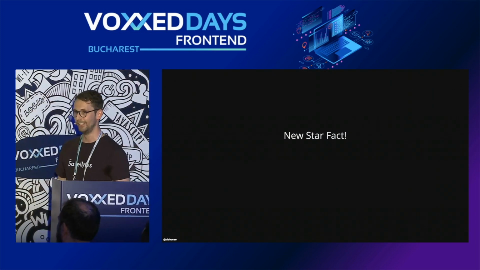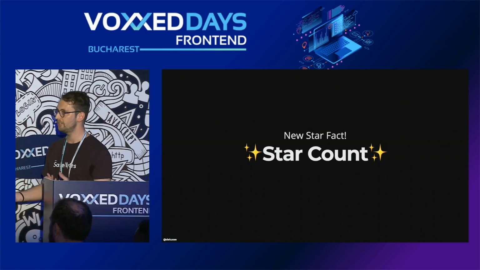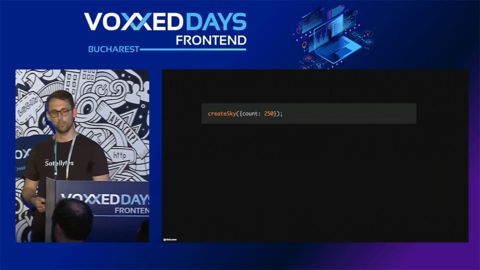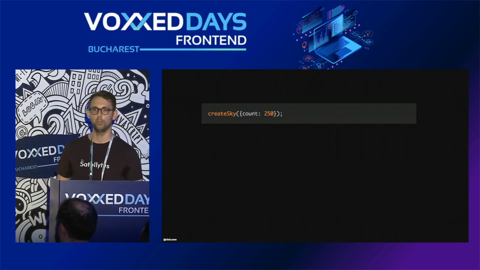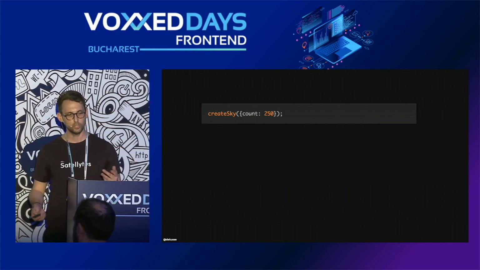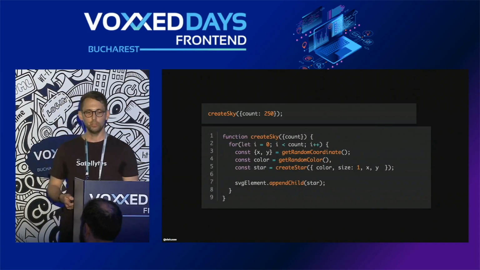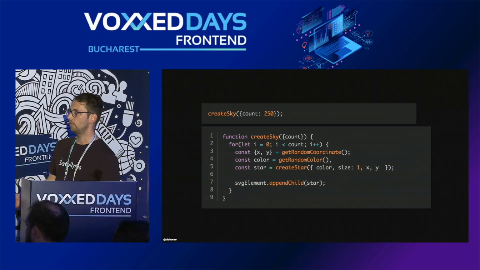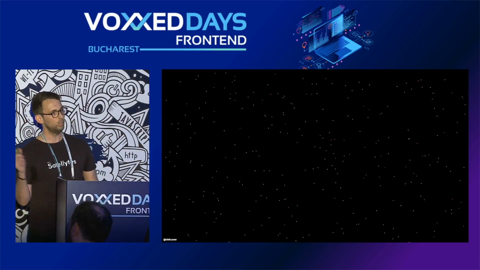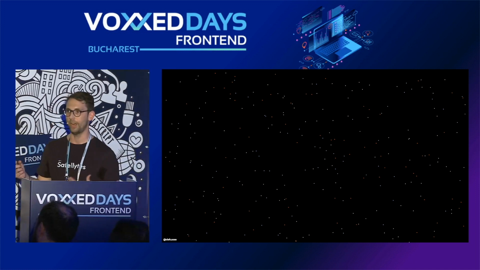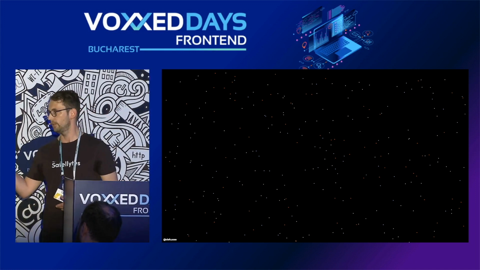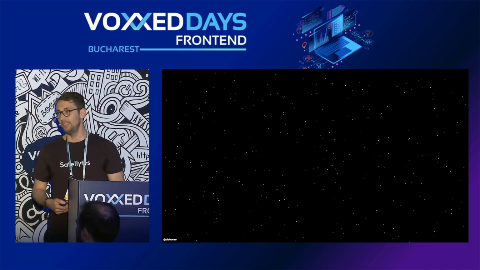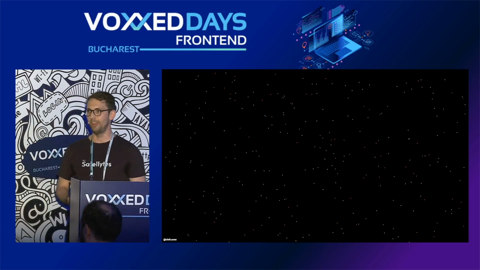So, the next star fact, star count. And the idea is to create a lot of stars. So we want to use a JavaScript function where we can pass in the total count of stars we want to create. And the function itself is a for loop which will create the stars with a random color, a random position, and a fixed size of 1. The result looks like this. And that was surprisingly quick with the power of JavaScript. So just imagine that you would have to create this manually in Sketch or Figma. But it looks boring. So let's try to add an effect.